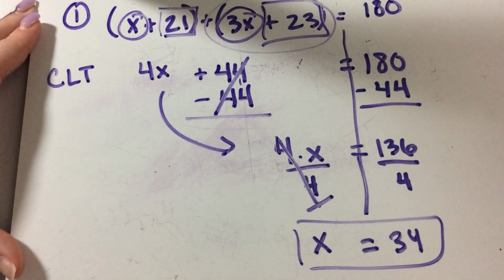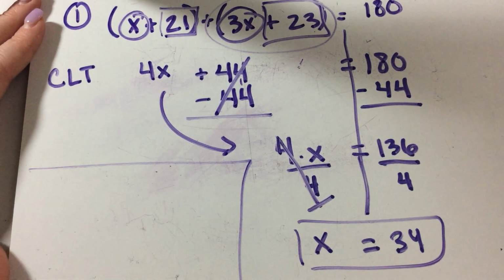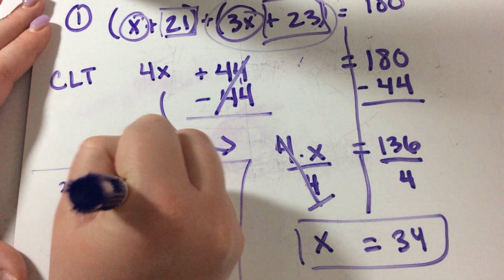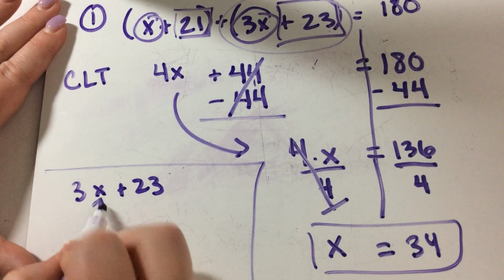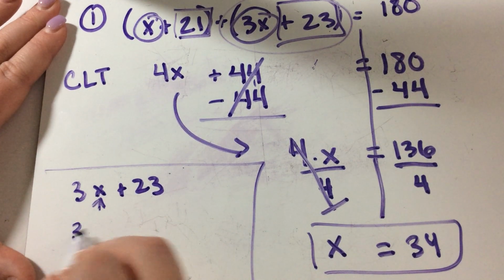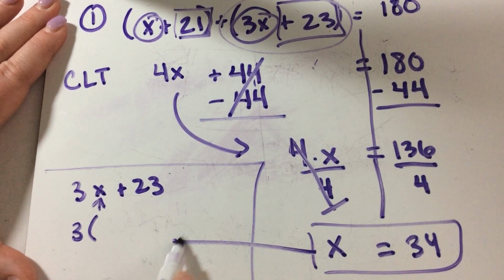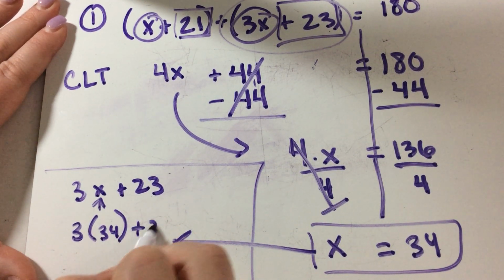So what I'm going to do is I'm actually going to kind of section off this part of my whiteboard, and I'm going to take 3x plus 23, and essentially, I'm just going to change that x value. So I'm going to substitute, I'm going to put parentheses in. And this is where I'm going to put x. Okay, so I have 34 goes in for x, plus 23.